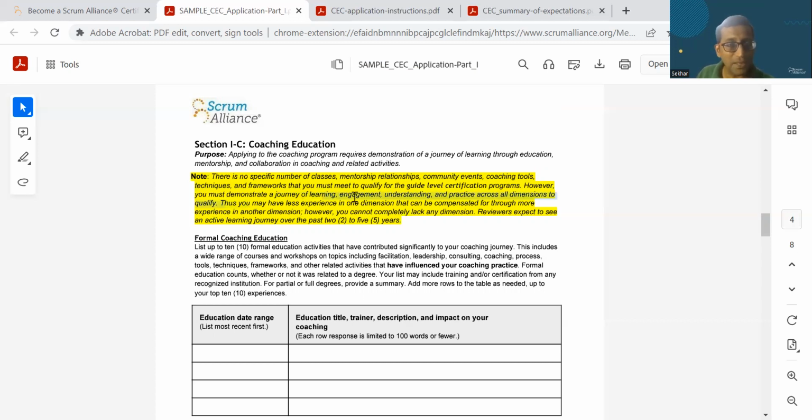Thus, you may have less experience in one dimension that can be compensated for through more experience in another dimension. However, you cannot completely lack a dimension. Reviewers expect to see your active learning journey over the last 2 years of 5 years. Within the last 5 years, at least you should demonstrate 2 years of your active learning journey.